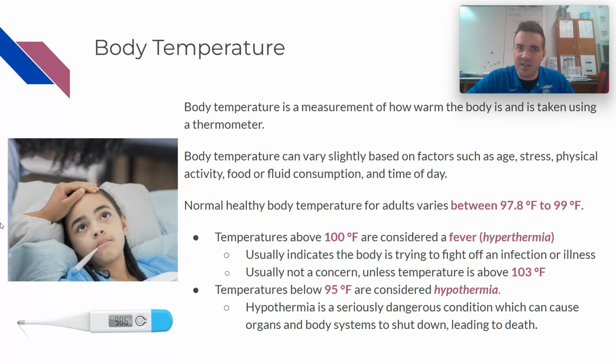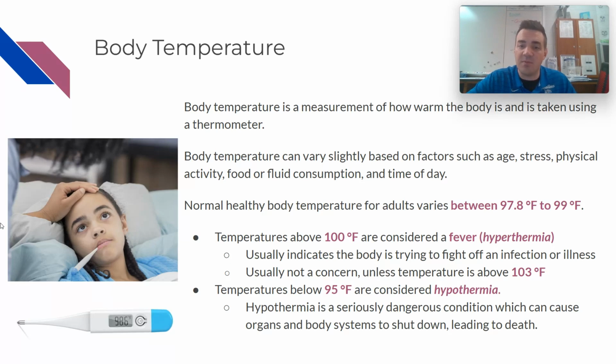But it can vary slightly. So different people are going to have a slightly different normal body temperature. Normally, for an adult, it's going to be somewhere between 97.8 to 99. It could also even be a little bit lower than that. It just depends on the person. But it's going to be somewhere in that mid-98 range, give or take half a degree or something like that, Fahrenheit.